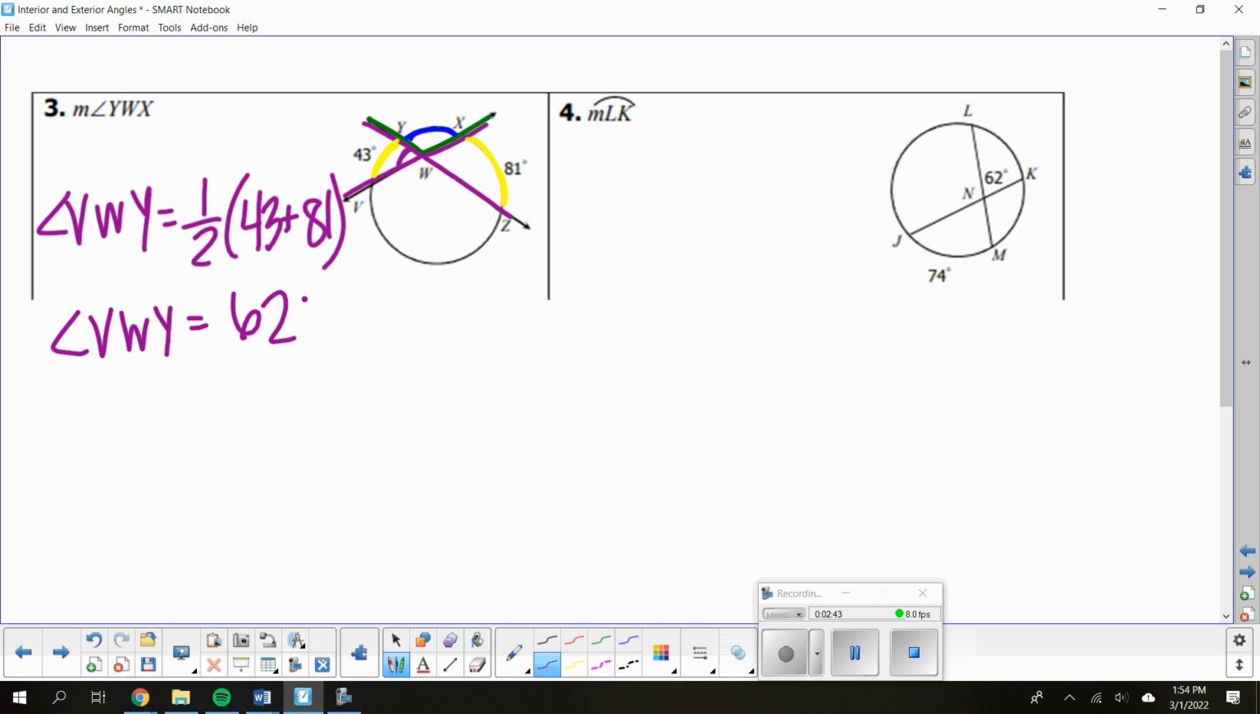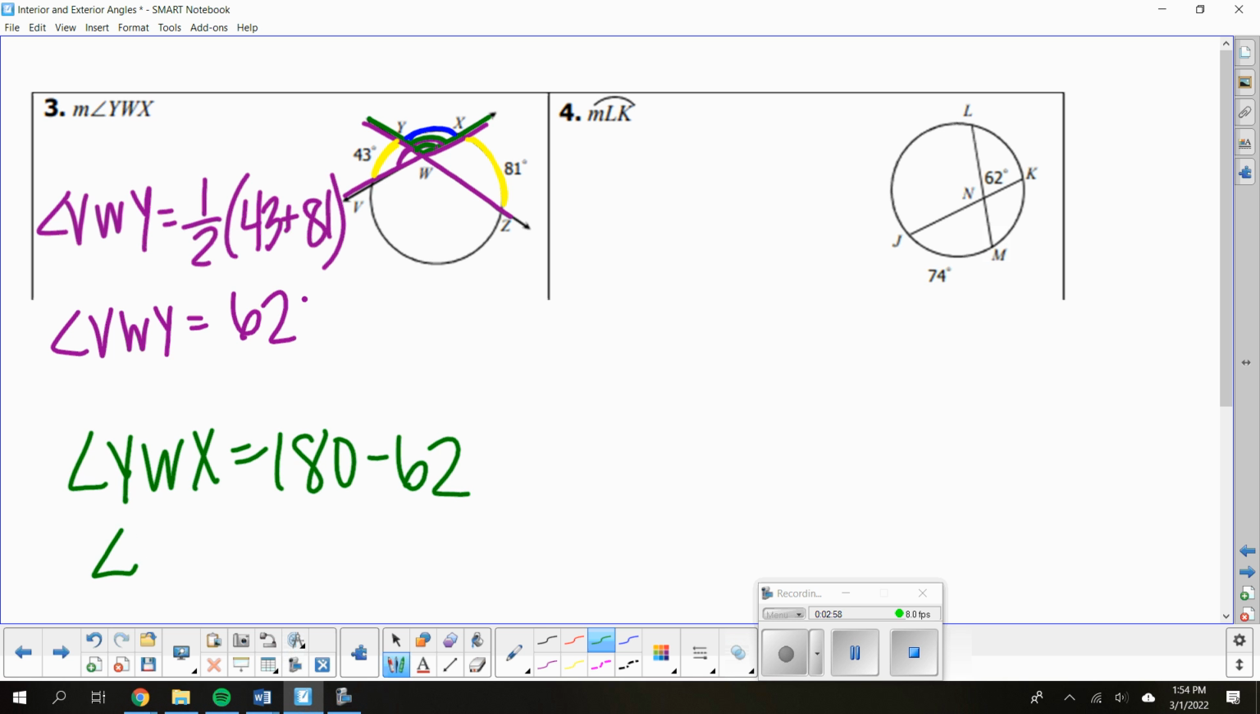Now, the relationship between purple and green is forming a straight line, so that should add to 180 degrees. I could find my angle YWX by taking my straight line and subtracting my 62 degrees. So I should be getting 118 degrees.